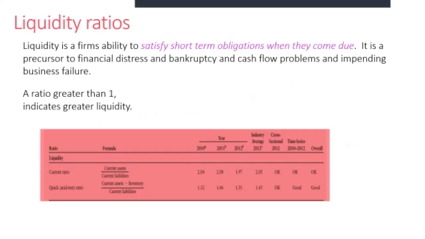Now, liquidity ratios, we have two ratios we use for liquidity. As you said, it's the ability to satisfy short-term obligations when they come due. Meaning, is it able to pay off its short-term debts? Simple as that, right? If a firm can't pay off its short-term debt, we know that there's some kind of problem. They're about to be bankrupt and they may have some cash flow problems. So if you have your money invested there and you need it in a short time, there might be some challenges. A ratio greater than 1 indicates greater liquidity. So you want to see at least 1, not less than 1, or this firm may be in some financial distress.